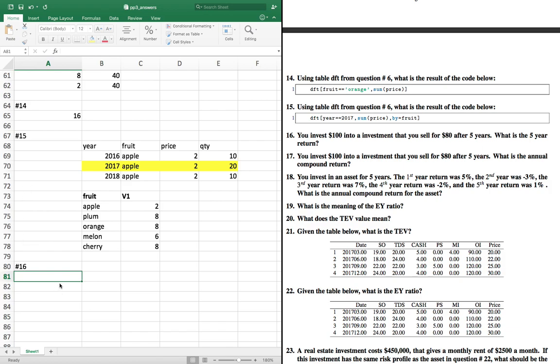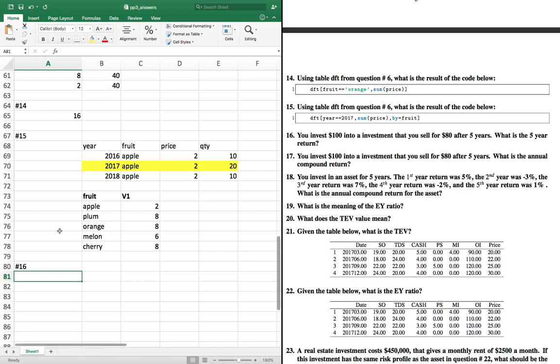All right, number 16, let's go ahead and do this. You invest $100 into an investment that you sell for $80 after 5 years. What is the 5-year return? Even though I say 5-year return, notice I'm not asking you for the annual compound return. I just want to know what the simple return is over that period of time.